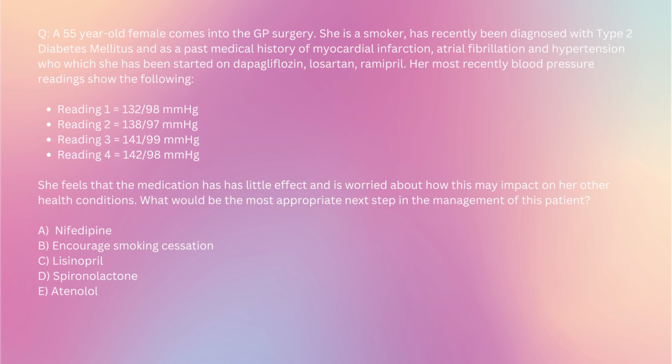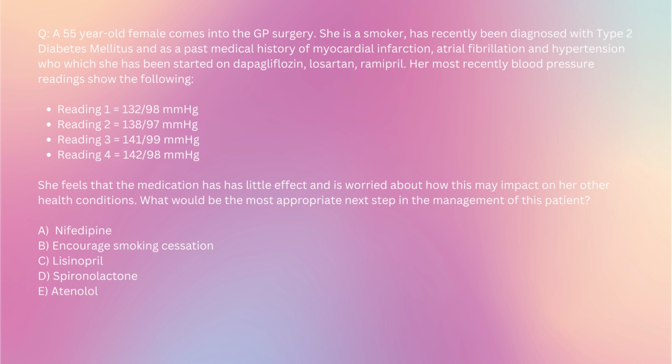Okay, so this is a question of a 55-year-old female who comes into GP surgery. She's a smoker, has recently been diagnosed with type 2 diabetes mellitus, and has a past medical history of various cardiovascular conditions: an MI, atrial fibrillation, and hypertension, for which she's on an SGLT2 inhibitor, losartan, which is an angiotensin 2 receptor blocker, and an ACE inhibitor. From her blood pressure readings, we've seen that her hypertension is poorly managed.